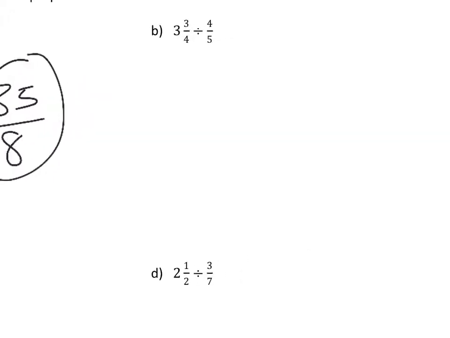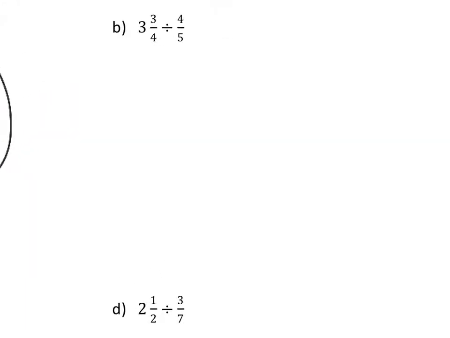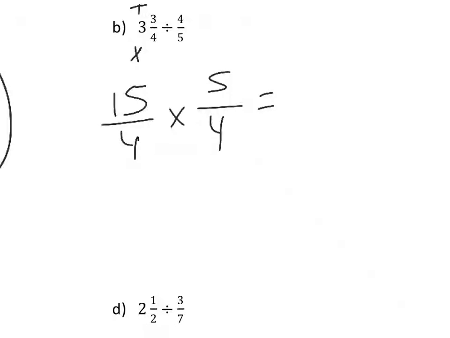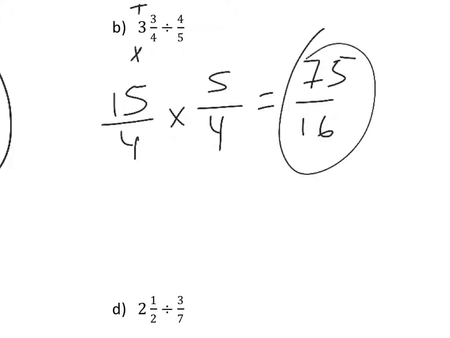Let's do letter B together. I have to make these both improper. 3 times 4 is 12. I'm going to add the numerator. I get 15/4. I will not divide. I will multiply by the reciprocal. If you can cross cancel, it helps save time. If you can't, then don't. 4 times 4 is 16. 15 times 5 is 75. If they reduce, you must reduce. Which they don't. We're done.